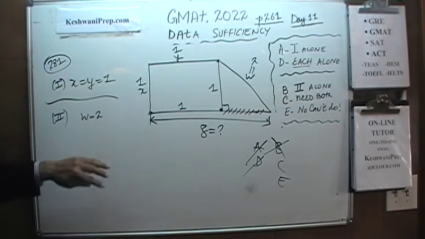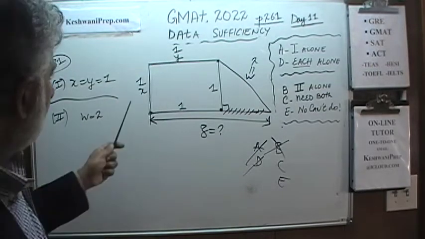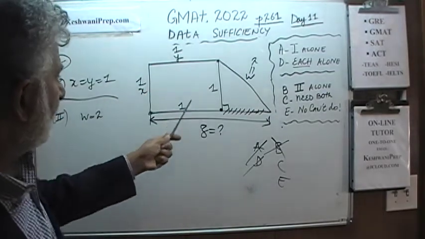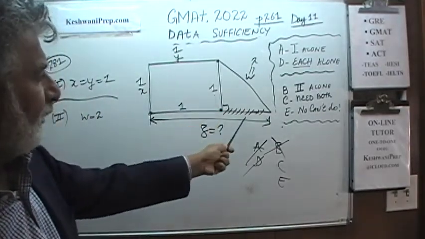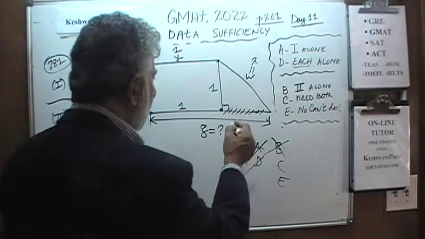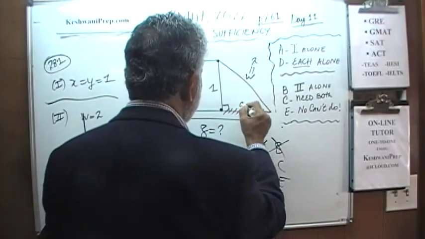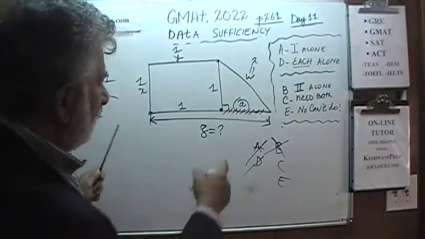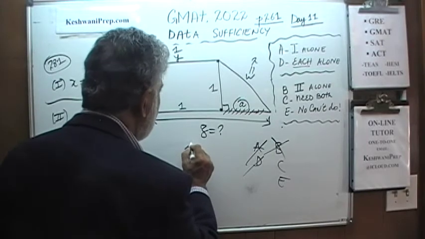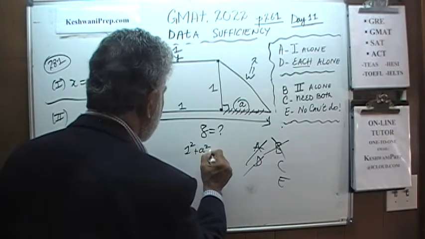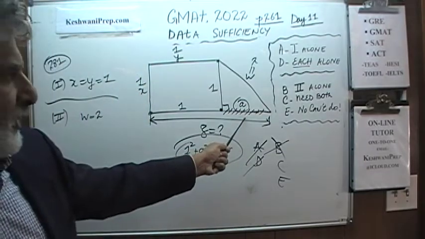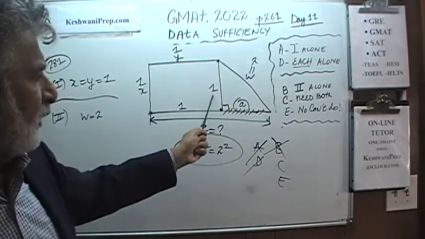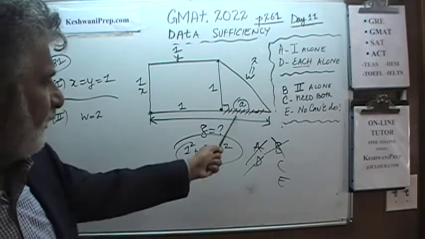It's only when we put them together that we know that this is 1, this is 1, this is 1, this is 1, and W is 2. If W is 2 and this is 1, we can figure out this part. Let's call this A. So 1 squared plus A squared equals 2 squared. Just a simple application of the Pythagorean theorem. 2 squared equals A squared plus 1 squared. We can figure out the A. Once we have the A, we can figure out the Z.